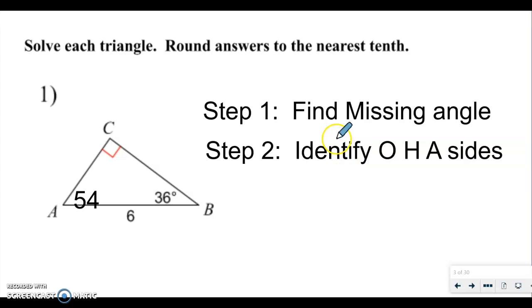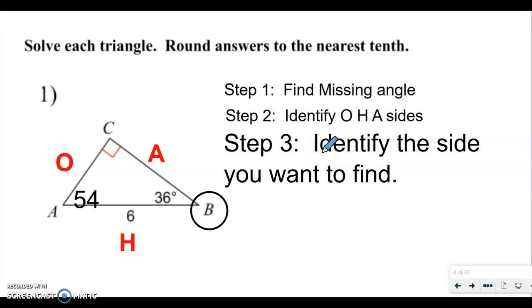Step 2 is to identify the opposite side, the hypotenuse and the adjacent side in the triangle to the angle that we originally knew, which was angle B. So in this case, this side is your hypotenuse because it's across from the right angle. To angle B, this side is your opposite side, and then that side is your adjacent. After this, we're going to identify the side you want to find. So in this case, I want to find the adjacent side.